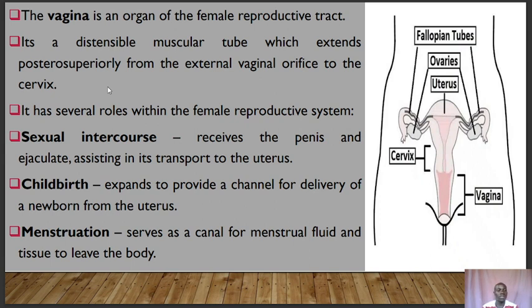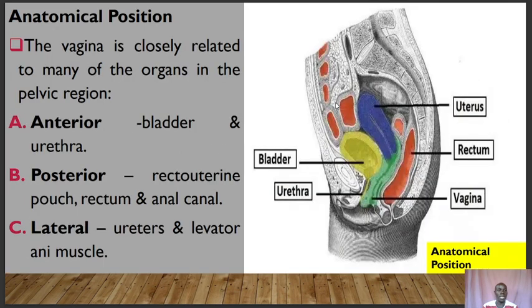The second role is childbirth, and the vagina normally expands to provide a channel for delivery of a newborn from the uterus. Lastly, the vagina is very important during menstruation, as it serves as a canal for menstrual fluid and tissue that normally leaves the body. So that makes it so important.